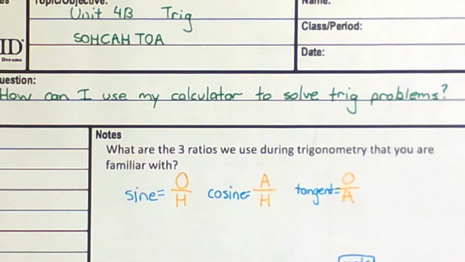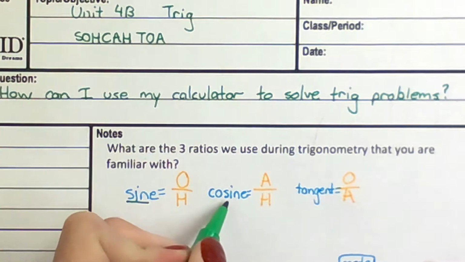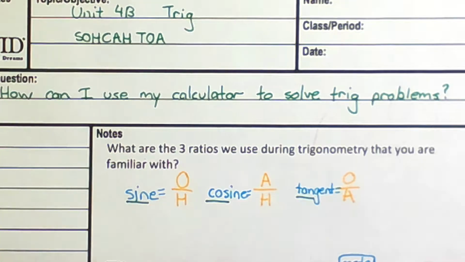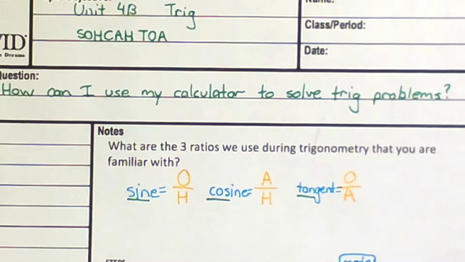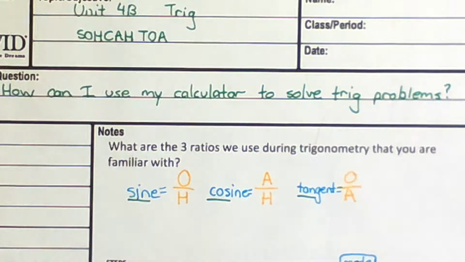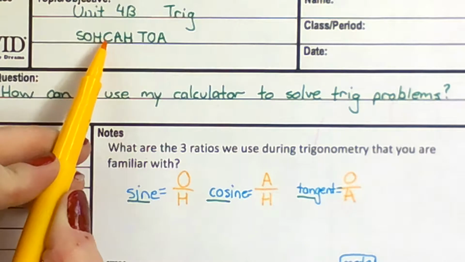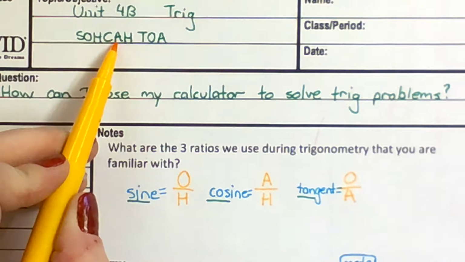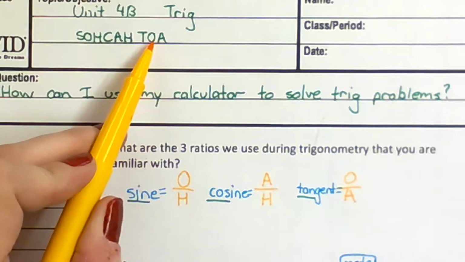So sine, cosine, and tangent, but as you could see, they do have abbreviations. So sine, S-I-N, cosine, C-O-S, and tangent, T-A-N. Now one way that you can remember sine, cosine, tangent, that is where this SOHCAHTOA comes in. So we have sine is opposite over hypotenuse, cosine is adjacent over hypotenuse, and tangent is opposite over adjacent.